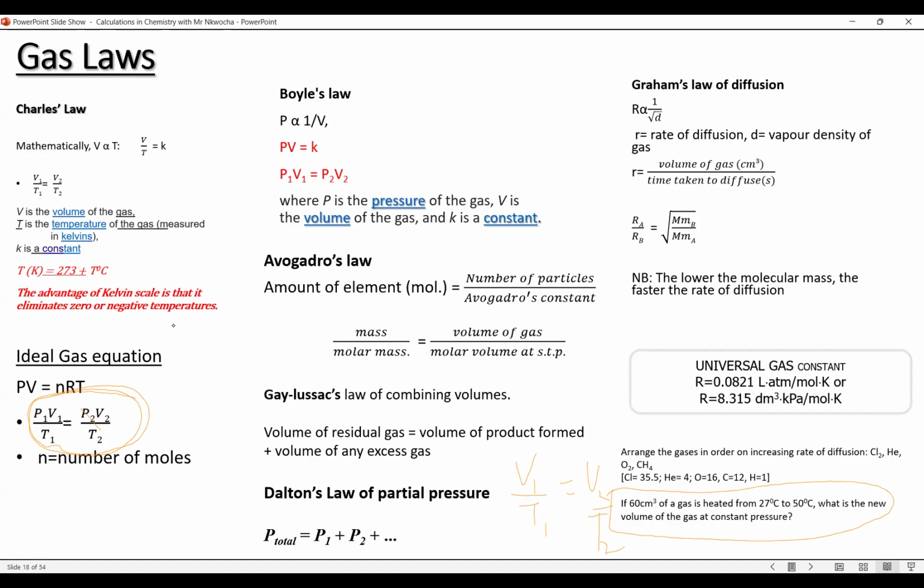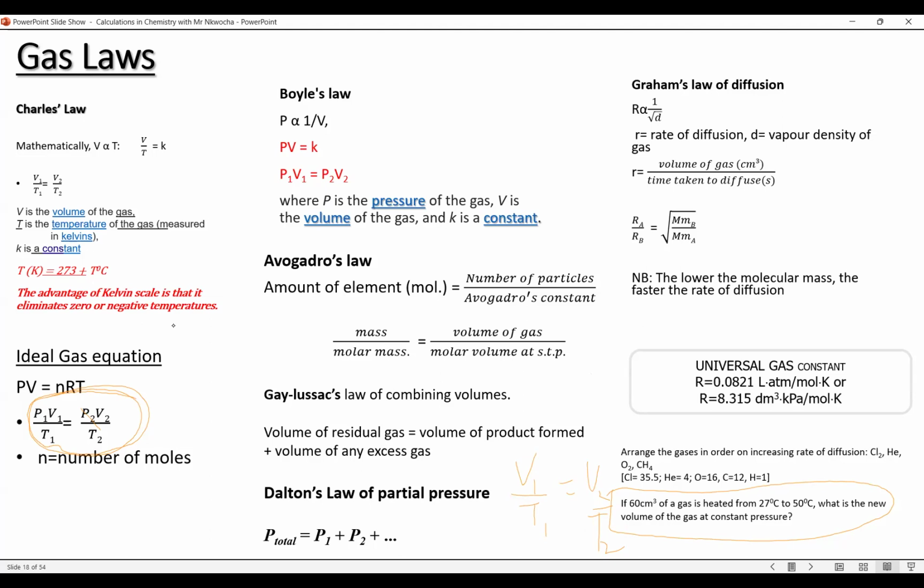So when they are running, will gravity influence it? No way. You see? So that's the thing. If you put them in a vacuum, the one that is lightweight will travel faster. That's why I decided to show you here that the lower the molecular mass, the faster the rate of diffusion of that substance. And then you can calculate the rate by doing volume over time.